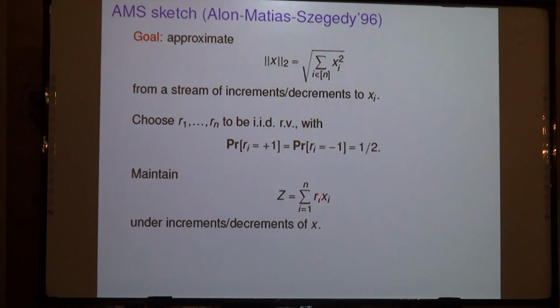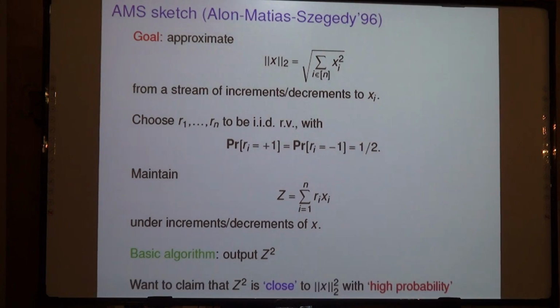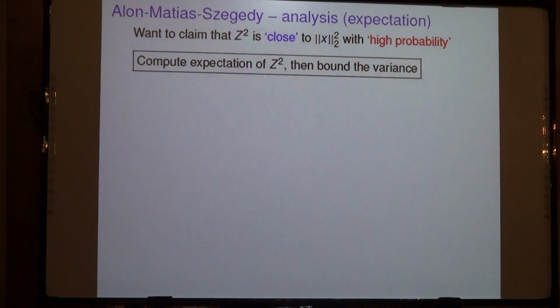Note that as we think of x as being initially 0, it's easy to initialize. So we initialize Z to 0, and then as data items i, j, etc. come in the stream, when i comes, we just add Ri, the sign of the ith data item, to Z. This doesn't mean that we compute Z from scratch, but rather we start with 0 and maintain Z as the stream evolves. Okay. What we want to output is just Z squared, and I want to claim that Z squared is close to the L2 norm squared of x with pretty good probability. And let's see how we can prove that. Good.